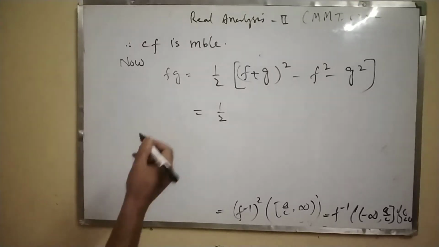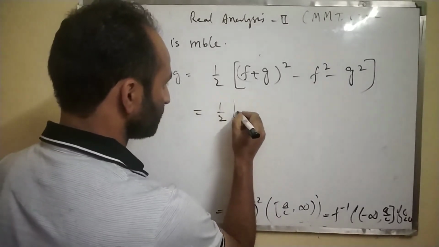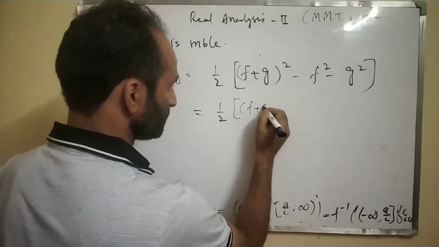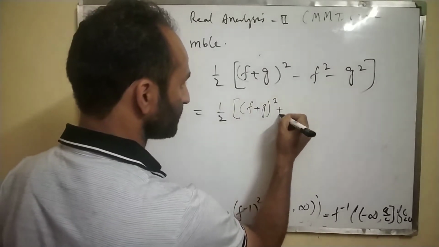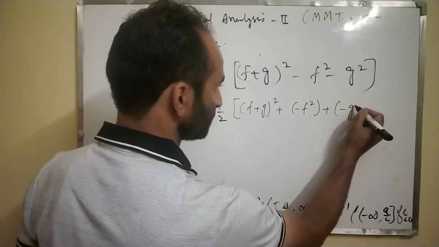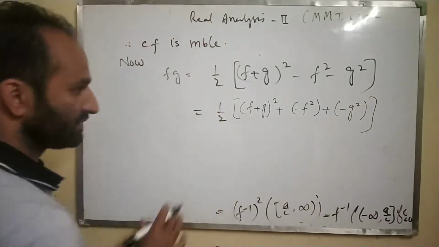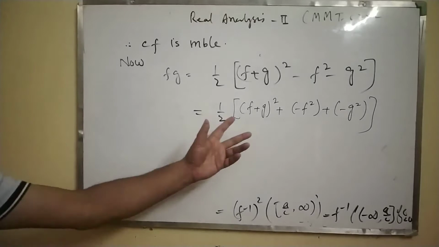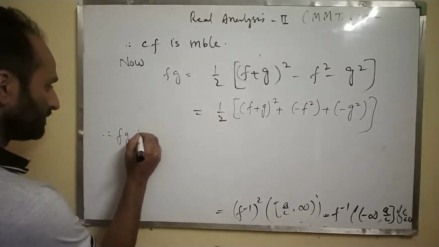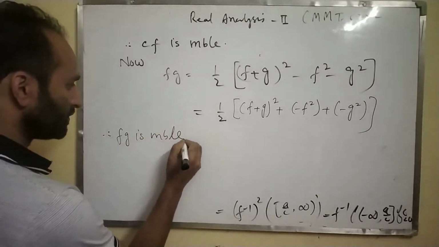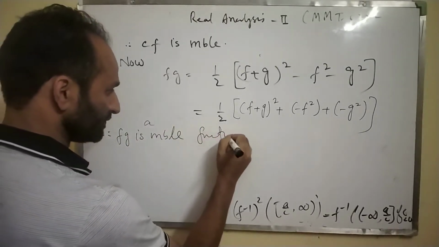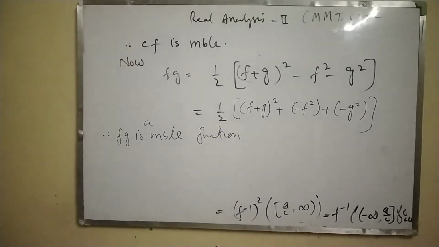So it's actually like this. 1 half of (f plus g) whole square plus minus f square plus minus g square, and this is the sum of measurable functions, which is again a measurable function. So therefore fg is a measurable function.